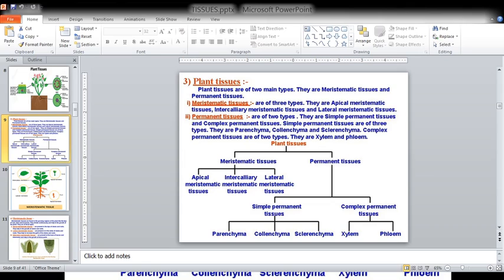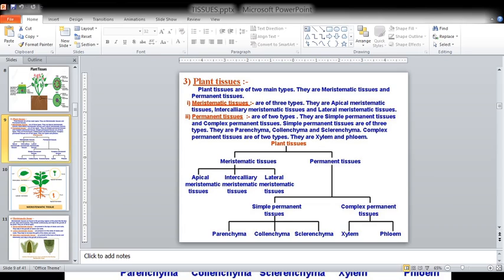Okay? Already we have learned that there are two types of tissues present in plants and animals. Tissues that are present in plants are called plant tissues, correct? And tissues that are present in animals are called animal tissues. So first we will complete all the types of plant tissues and then we will go towards the animal tissues.